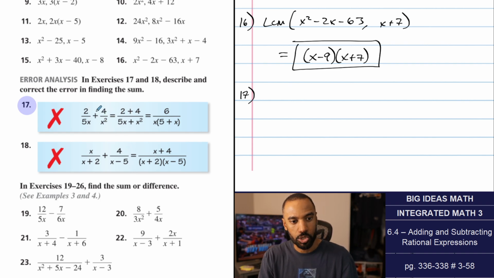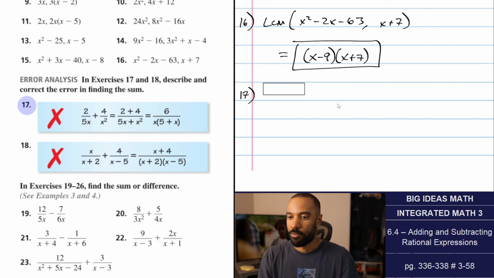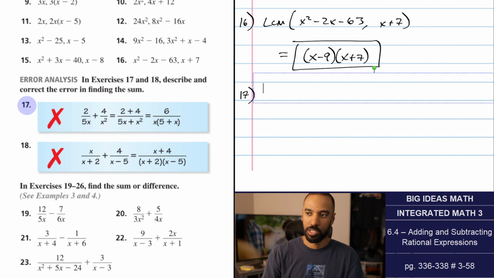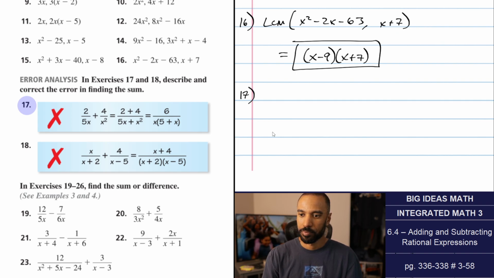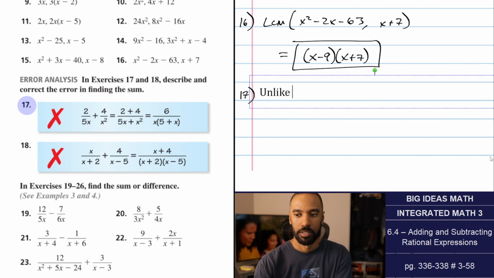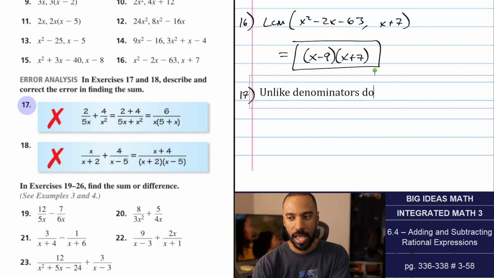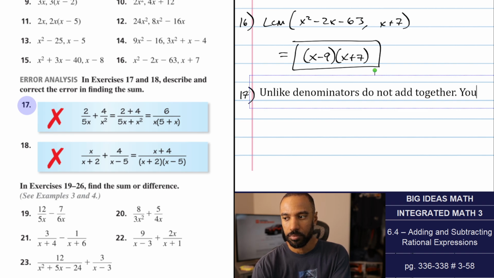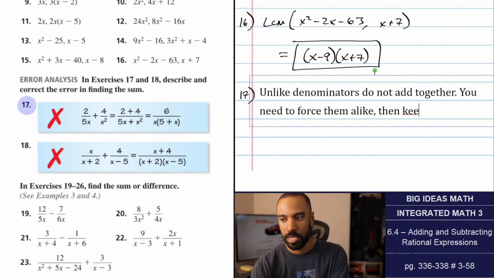They literally added straight across, and 2 plus 4 would add if this were a common denominator, but it's not. And this is not how denominators work. When adding and subtracting fractions, well, I guess adding in this case, unlike denominators do not add together. You need to force them alike, then keep them the same, and add the top.